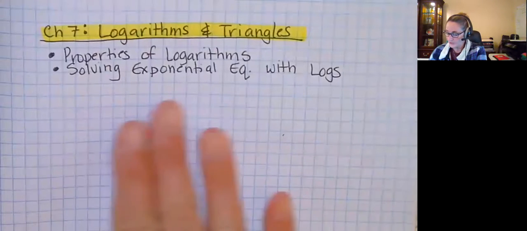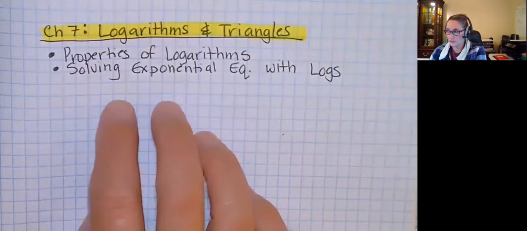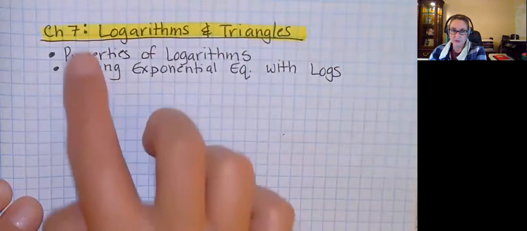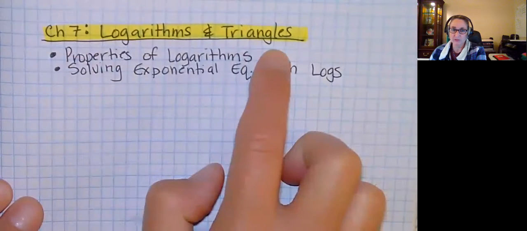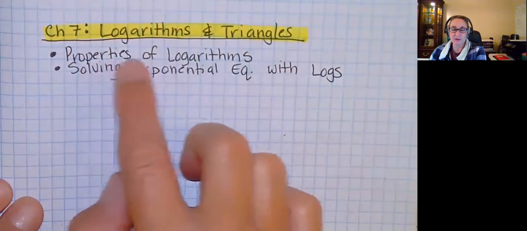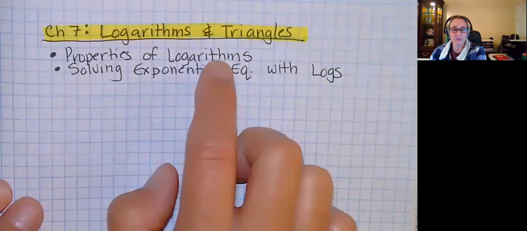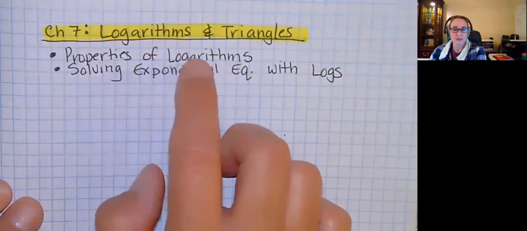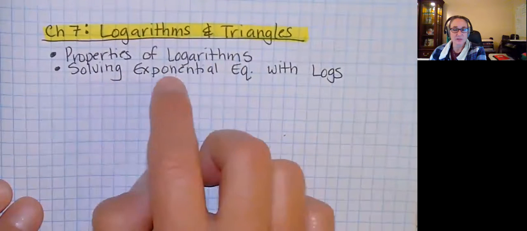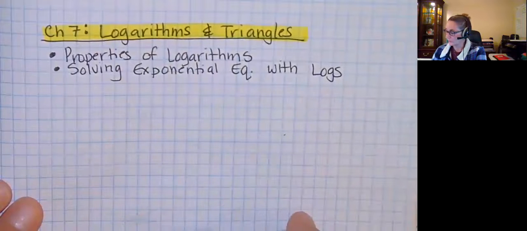This video is just some notes on properties of logarithms. So chapter 7, logarithms and triangles. Properties of logarithms, which was on your worksheet from today, but I'm going to talk about them here. And then solving exponential equations with logs, which was also on the worksheet.